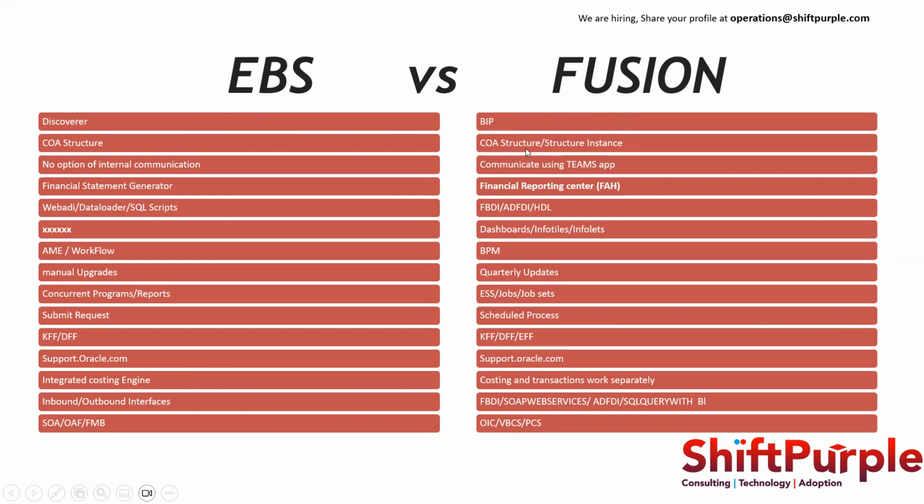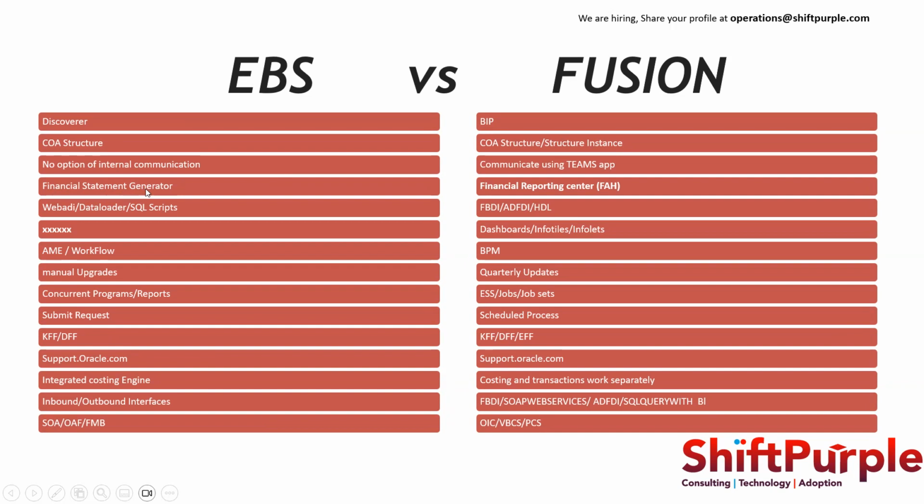That means if we create a chart of account structure and want to utilize its different instances, we can have that, and that instance can have fewer segments. In EBS, we don't have any option of internal communication. But a recent launch in Fusion gives us Teams. We can use the Teams app to communicate between users, and that Teams chat will be recorded as a permanent communication record within Fusion.